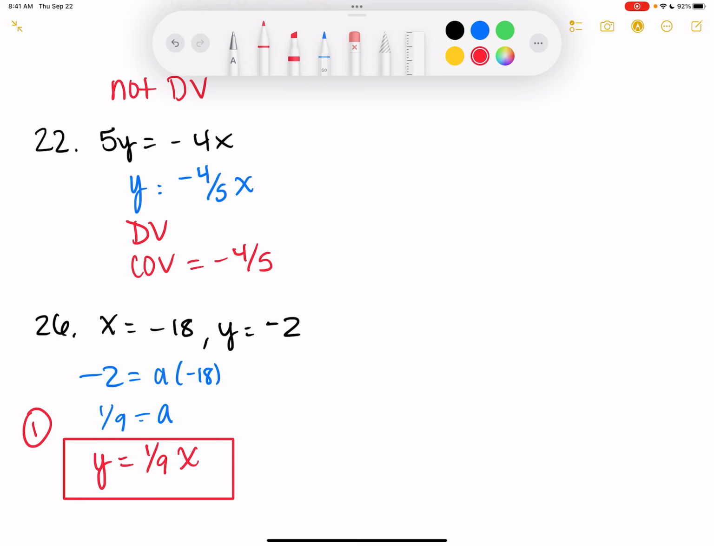So that's part 1. Part 2 wants it when y equals -4. So this time we're going to plug in -4 instead. So -4 equals 1/9 times x. So then x is equal to -36.